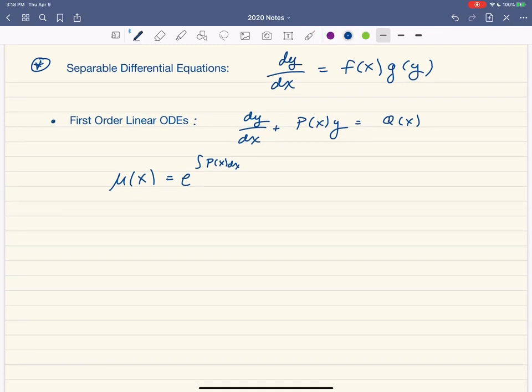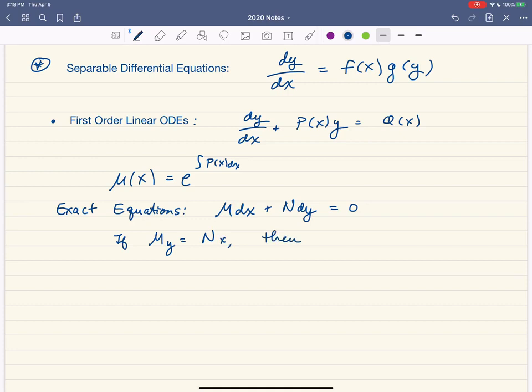The next type that we talked about were exact equations. Exact equations were the equations where you have M dx plus N dy equals 0. This isn't going to be in differential form. If the partial derivative of M with respect to y is equal to the partial derivative of N with respect to x, then we have a solution to our differential equation M dx plus N dy equals 0.